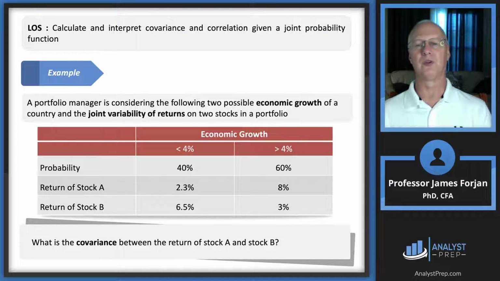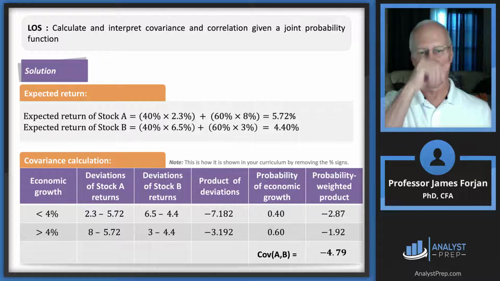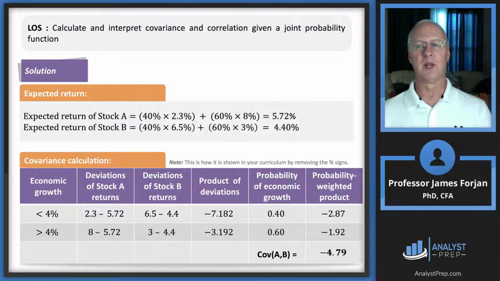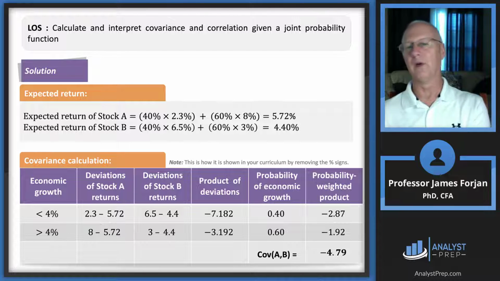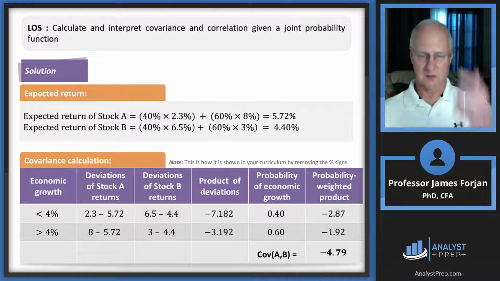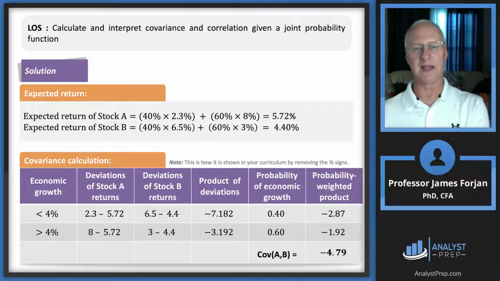We have economic growth. Two choices here, less than 4, greater than 4. We have a 40% and 60% chance. So return on stock A and return on stock B. There's the table. We've seen a couple of tables like that before. What is the covariance of returns? So here is an explicit example of how we're going to do this. But first, we need the expected return on each stock. For stock A, we've done this before, right? We get 5.72%. Stock B, we get 4.40%. So then, going down that second column, we take each outcome, 2, 3 and 8, and subtract that from 5.72. There's the mean that we just calculated.